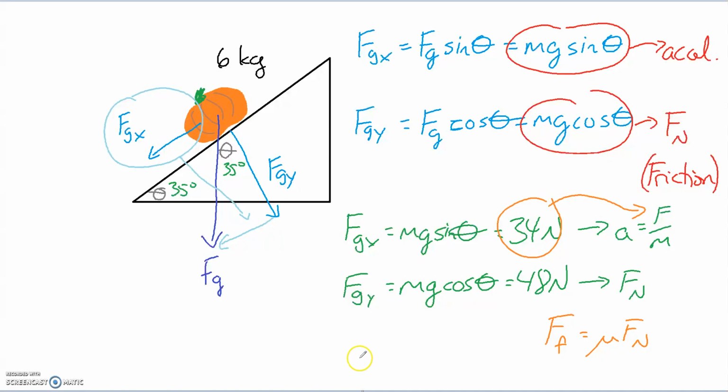So often you will see that the net force for something on an incline would be the FGX minus the force of friction, where the force of friction is mu Fn, or mu mg cos theta.